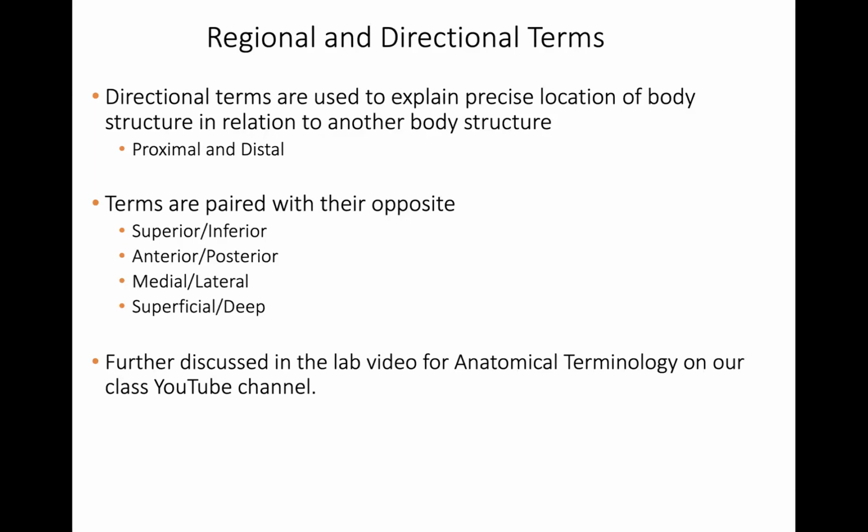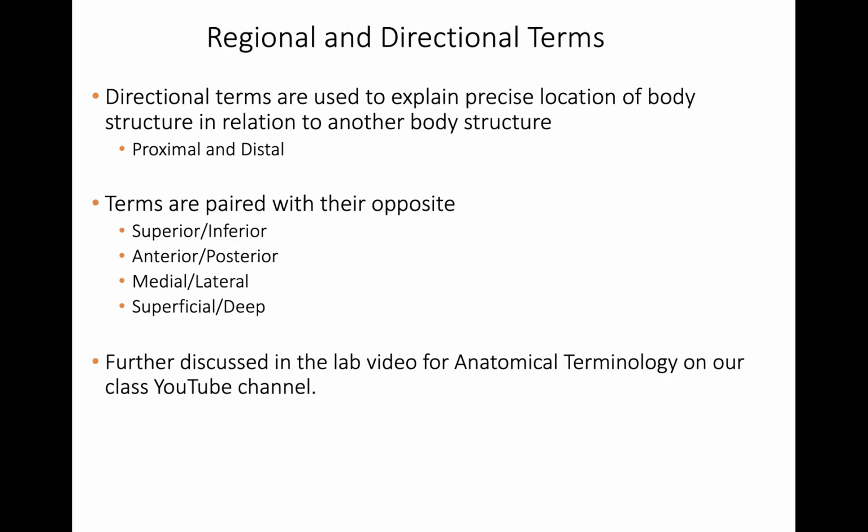Probably the most commonly used are going to be proximal and distal, and these are only utilized in the upper limb and the lower limb. If something is proximal, it is closer to the attachment point. So for the upper limb, it's going to be the shoulder. In the lower limb, it's going to be the hip. If something is considered distal, it's further away from the attachment point.